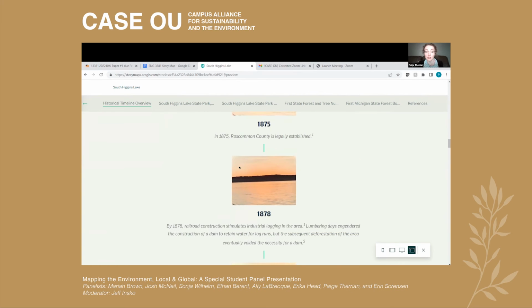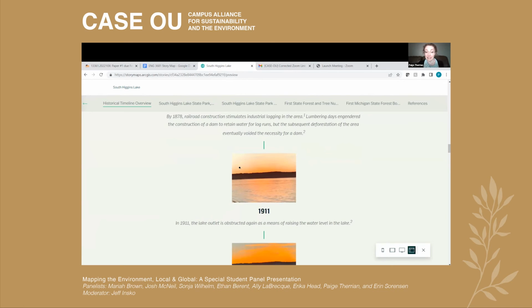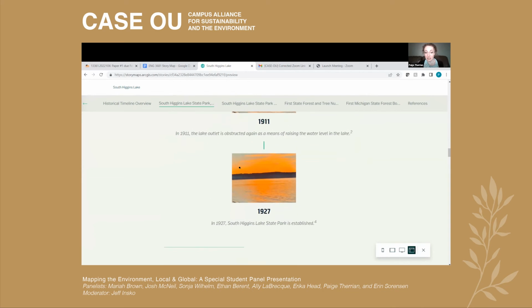By 1878, railroad construction stimulates industrial logging in the area, and those lumbering days required the construction of a dam to retain water for log runs, but the subsequent deforestation of the area eventually voided its necessity. However, by 1911, that same lake outlet is obstructed once more as a means of raising the water level in the lake. Finally, in 1927, South Higgins Lake State Park is established.